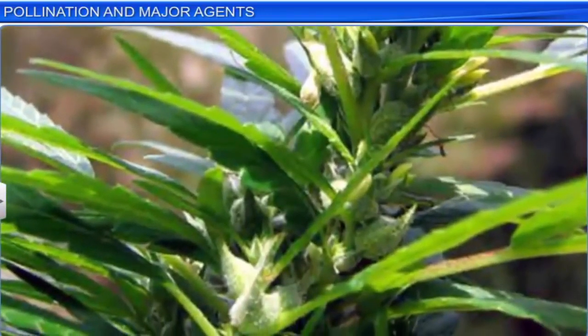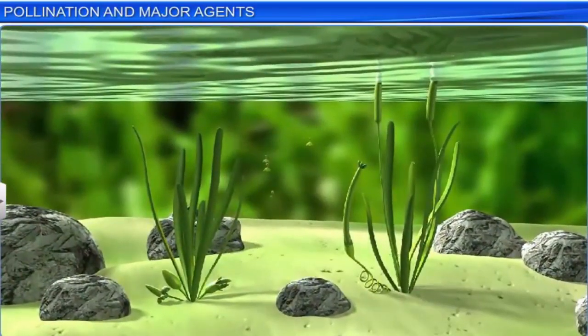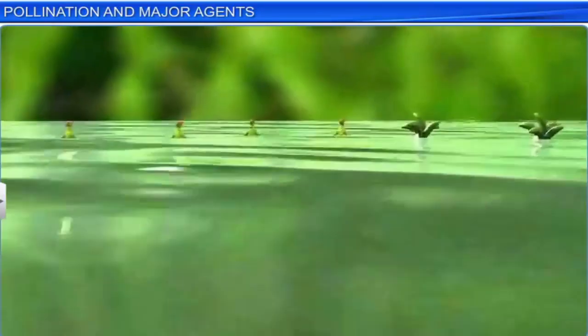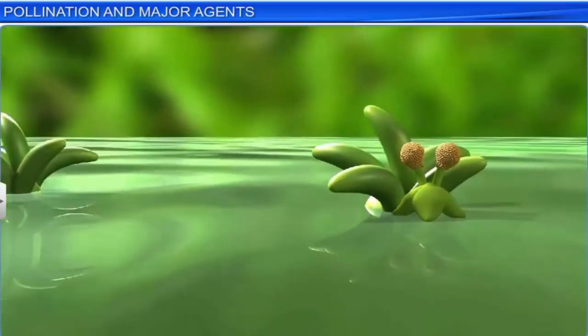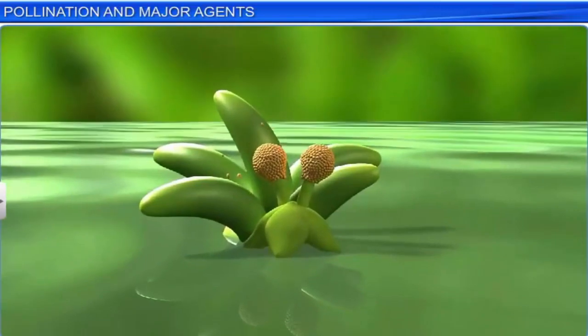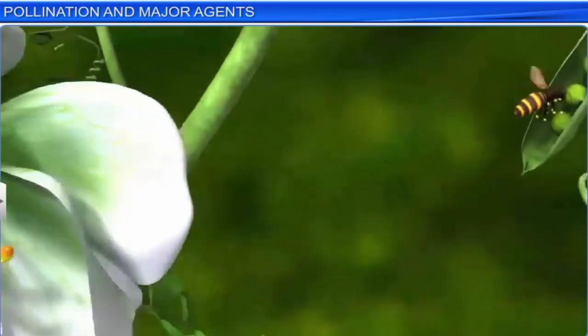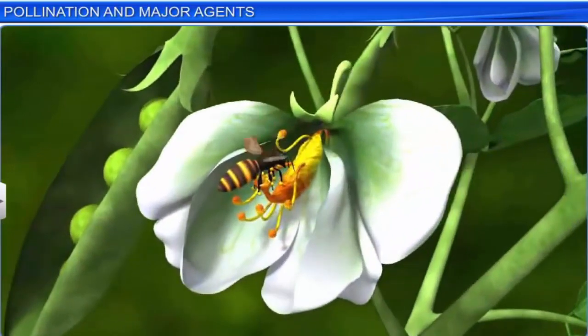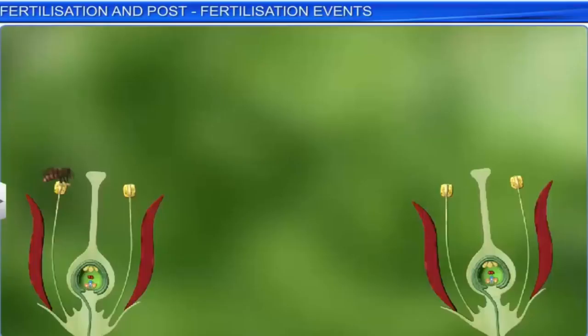Thus, wind, water, as well as biotic pollinating agents bring about pollination, an important process that ultimately leads to fertilization and the production of seeds in plants. In flowering plants, pollination is an important mechanism that aids in transferring the pollen released from the anther to the stigma of the flower.